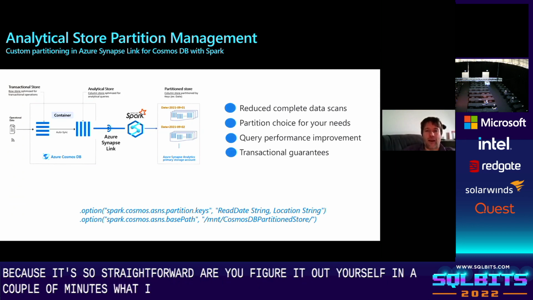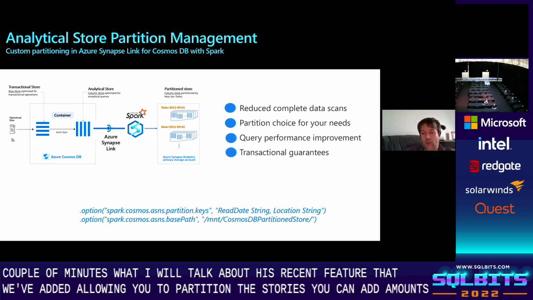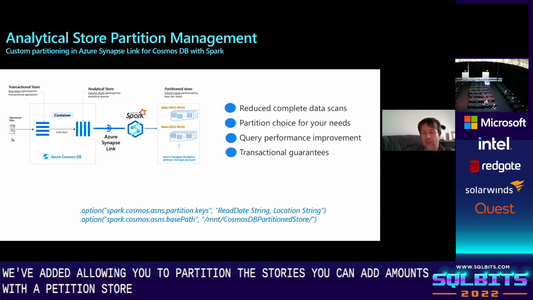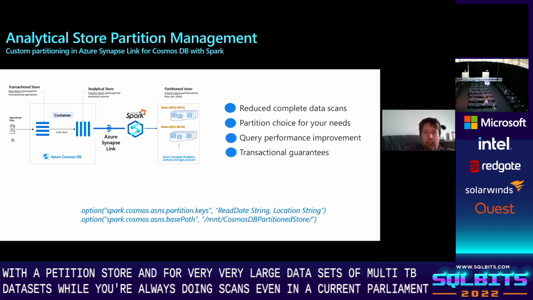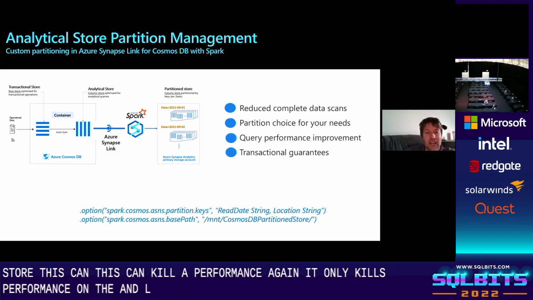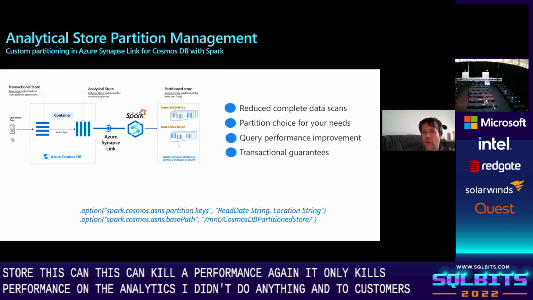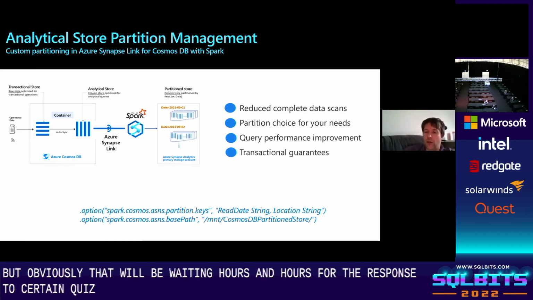What I will talk about is a recent feature that we've added, allowing you to partition the Analytics Store. So you can add a mount with a partition store. For very, very large data sets, so multi-terabyte data sets where you're always doing complete scans, even in a column-oriented store, this can kill performance. Again, it only kills performance on the analytics side. It doesn't do anything to Cosmos DB, but obviously you don't want to be waiting hours and hours for the response to certain queries. So you have the option of partitioning the data there.